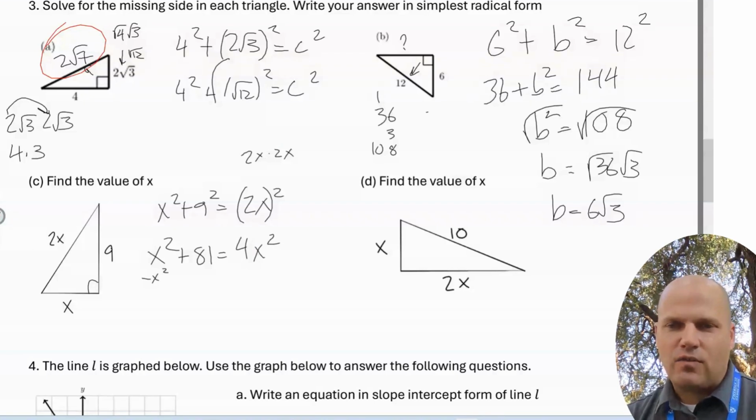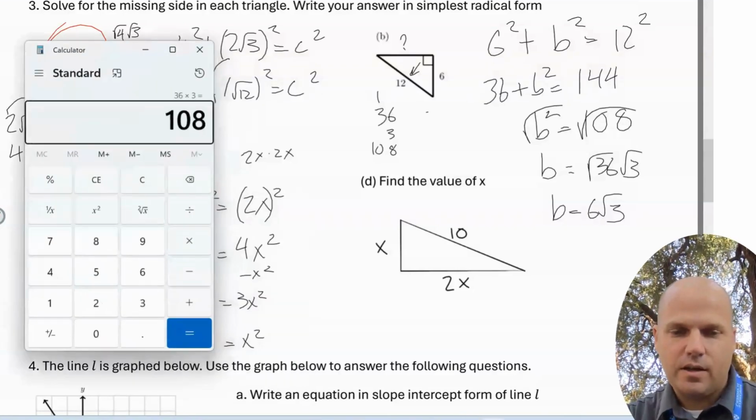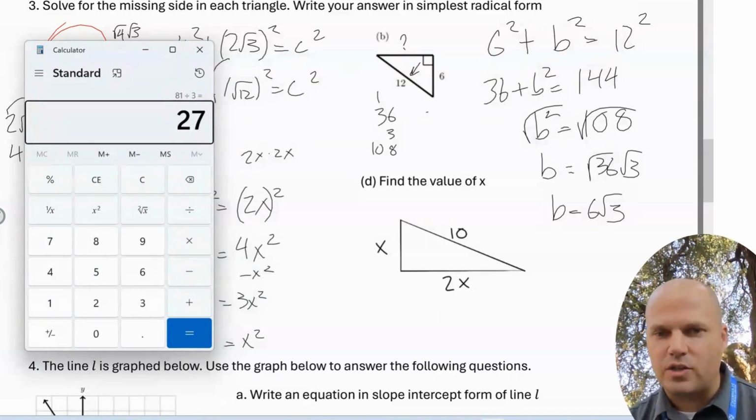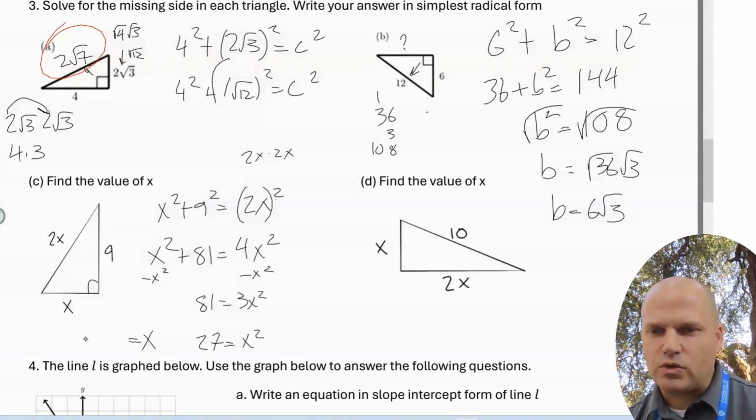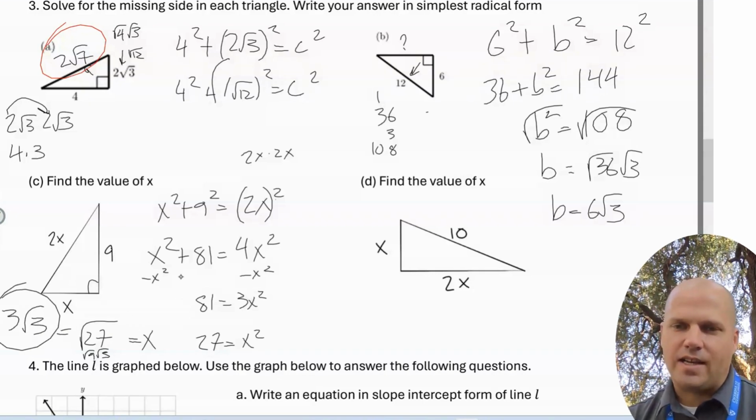Now, how do you solve this? We can subtract an x squared, and I get 81 equals 3x squared. I divide by 3. Gotta break out my calculator. 81 divided by 3 is 27. I divided by 3 on both sides. And now I can square root. And I got x equals the square root of 27, which is root 9 root 3, which is 3 root 3. That's your answer for x.